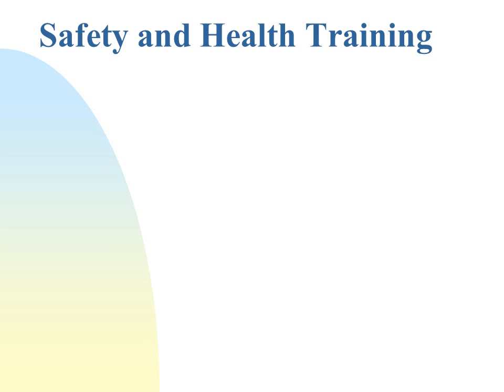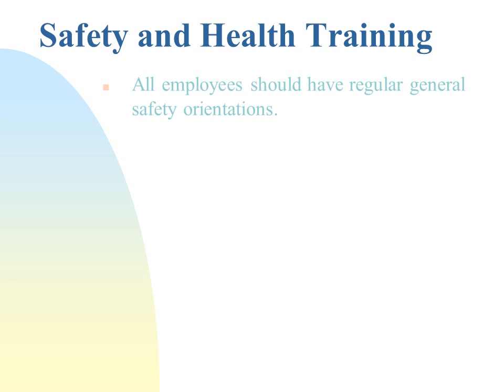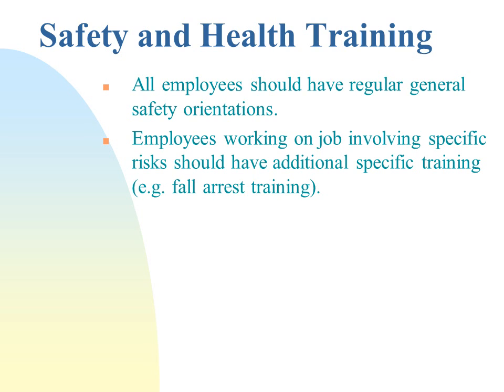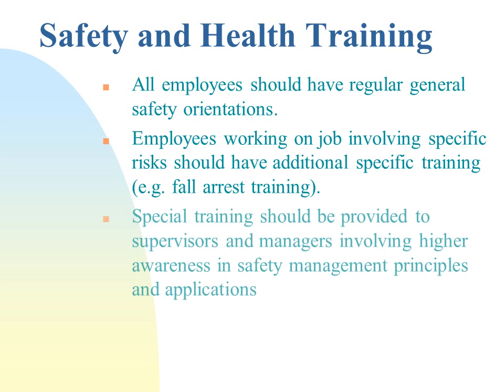That takes us to safety and health training. There are different levels and different types of training. First is the basic level. All employees should have regular general safety orientations. This is typical all over sites, all over major projects, or even small projects. Then employees working on jobs involving specific risks should have additional specific training, like employees working on scaffolds or people working off roofs. As we have seen before, these are riskier jobs, so they need to have fall arrest training, for example. Also, special training should be provided to supervisors and managers, involving higher awareness of safety management principles and application.